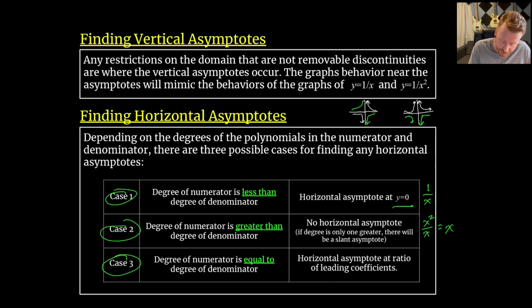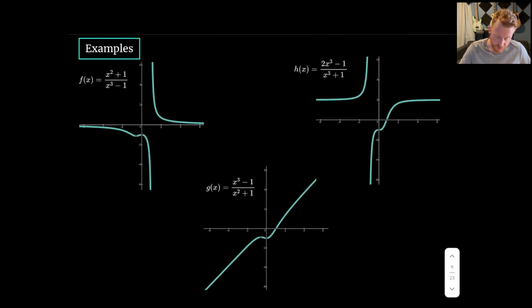And then the last case here is if the degree of the numerator is equal to the degree in the denominator, then the horizontal asymptote is at the ratio of the leading coefficients. So if we have something like 3x squared over 2x squared, then the ratio of the leading coefficients, everything else would cancel out. We would just have 3 over 2. It will be at the line y equals 3 over 2. So we'll see some other examples of that right now in action.